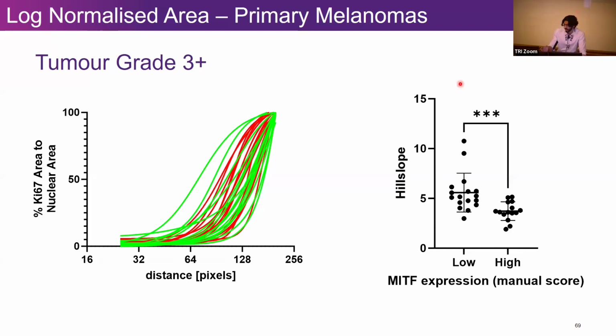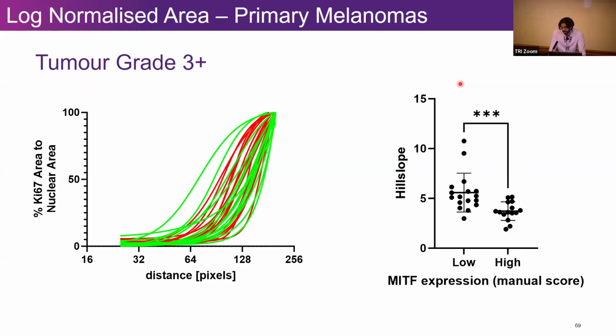When we graphed these curves and normalized them, we measured the hill slope, or the drasticness of that change in area, and we found a difference in the correct direction. With samples that we stratified as low MITF, we saw a higher hill slope, or a more drastic drop in that area encapsulated. Whereas with high MITF, we had a more gradual or shorter hill slope. And this was only present for tumors of grade 3 and above, so including the metastases.